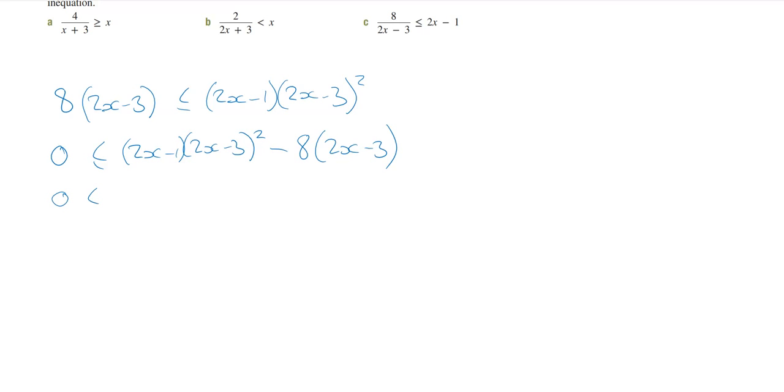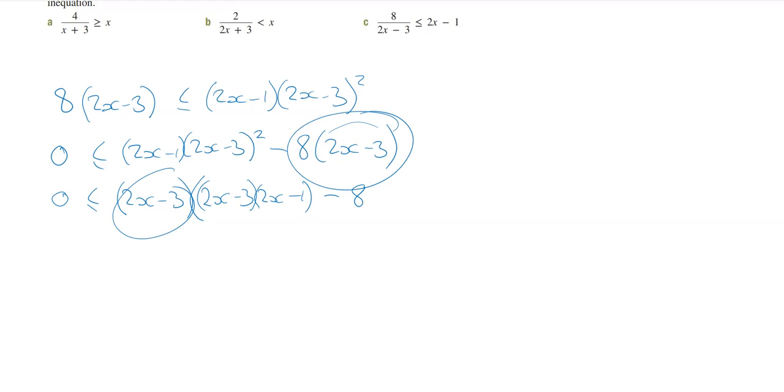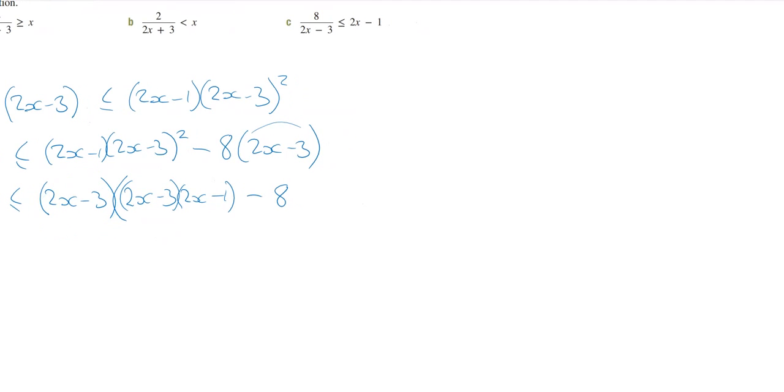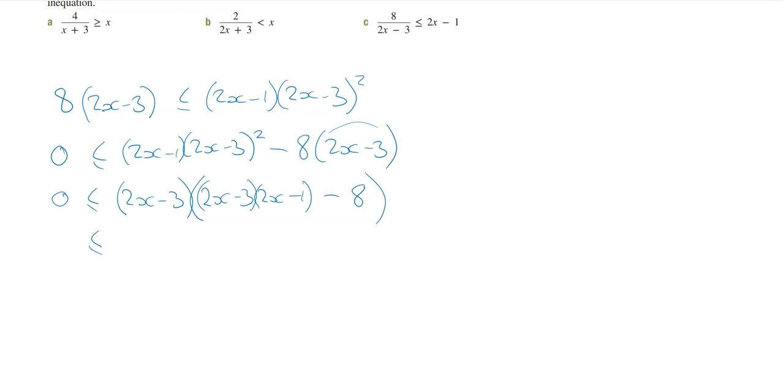Now, 0 is less than or equal to, and now I am going to start factorizing it. So the common factor here is obviously the 2x minus 3 in both of these cases. So I'm going to say 2x minus 3. And then the first term is a bit of a doozy because it's 2x minus 3 times 2x minus 1. So I'm going to have to expand that, and that's fine. And then minus 8 on the end, because 8 times 2x minus 3 gives me the 8 outside. Okay, so I'll expand that now.